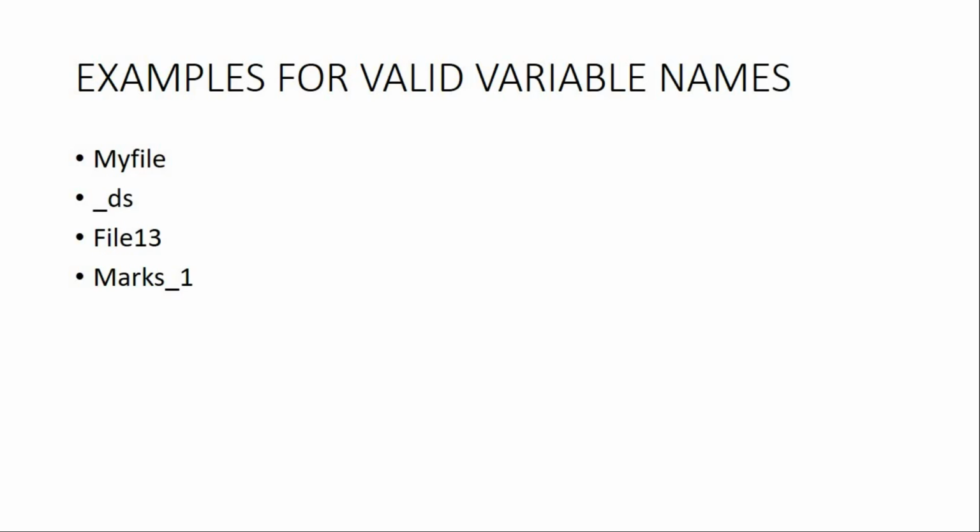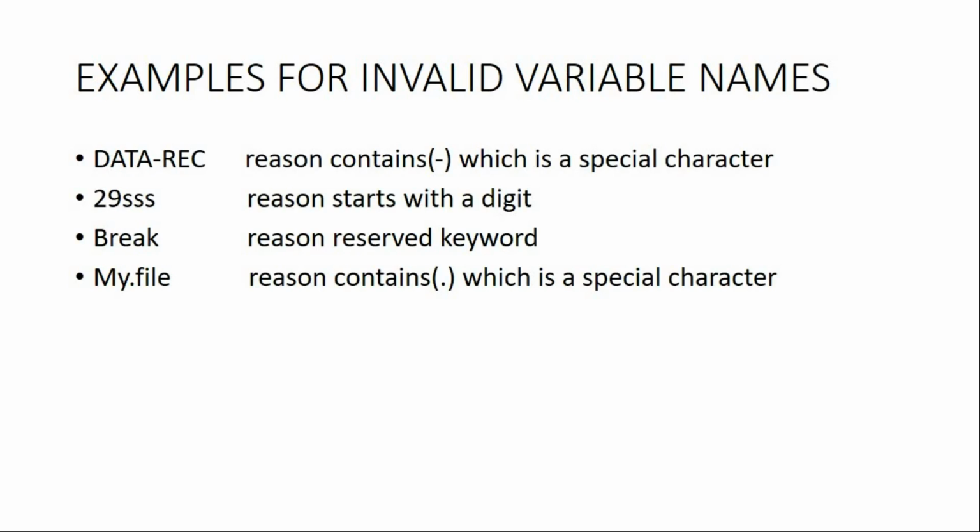Now coming to the important part, the examples of invalid variable names. Let's take the first one, that is data-rec. The reason that this is invalid is because it contains this minus sign or the dash sign, which belongs to the special character set.